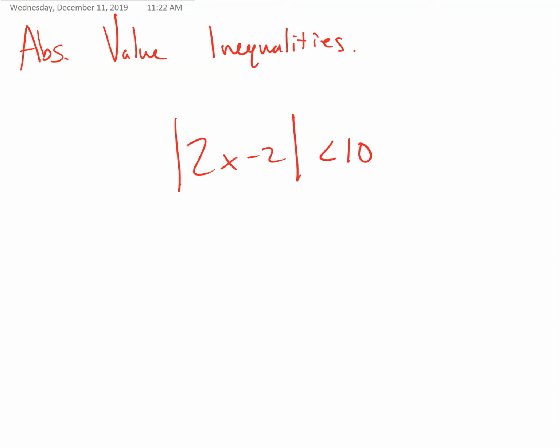Okay, this is going to be a short instructional video on how to solve absolute value inequalities using the test point method. So we're going to be looking at absolute value inequalities like this, or maybe one like that. How do we solve these and graph them on the number line?